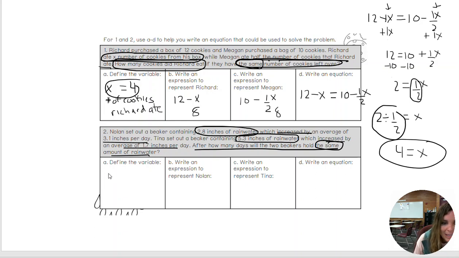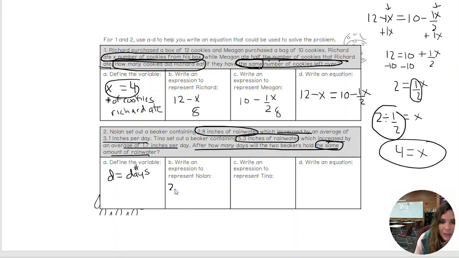Let's go ahead and choose D as our variable, and that is going to represent the number of days. We're trying to figure out at what number of days will these two be equal, the amount of water in the beakers. We want to know how many days it's going to take for there to be exactly the same amount of water in each beaker.